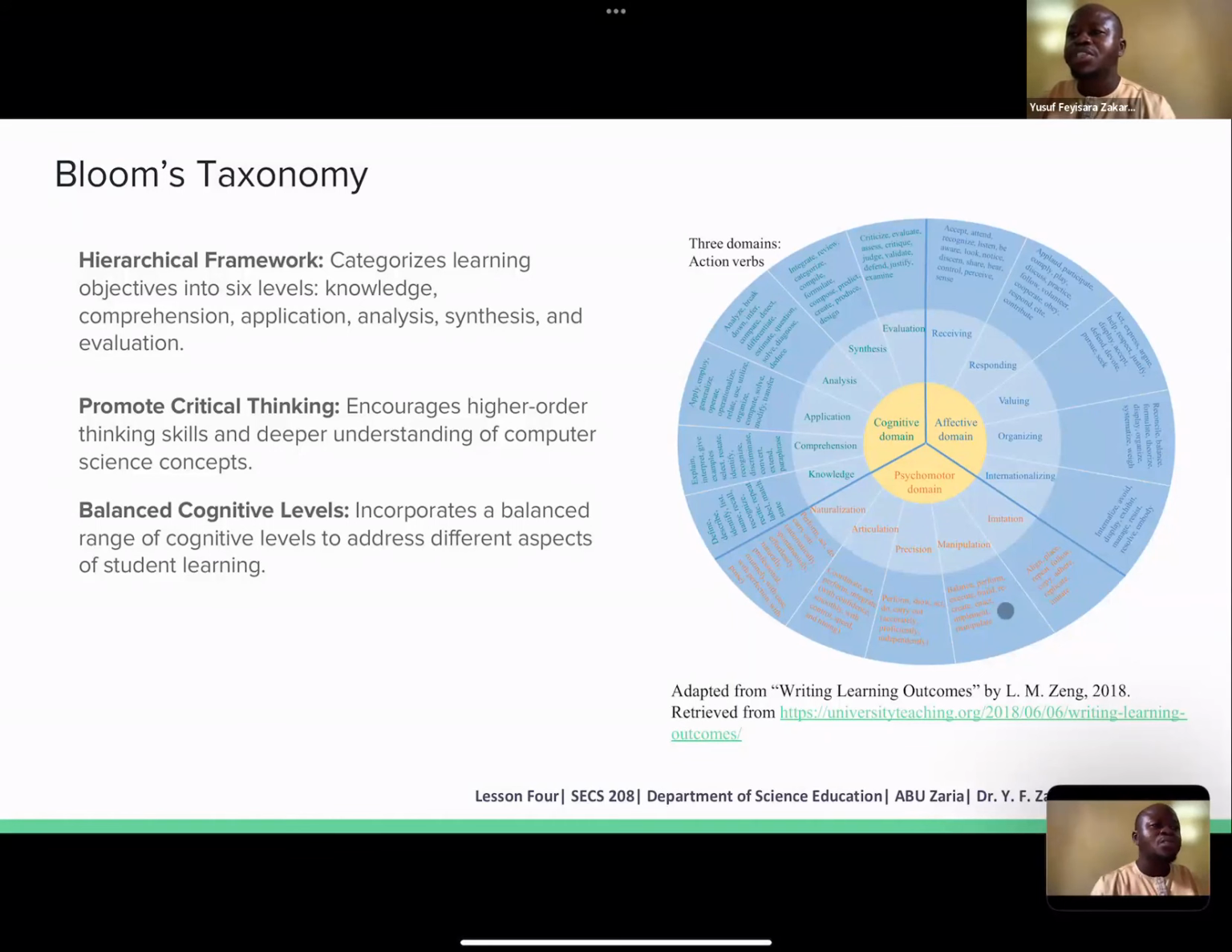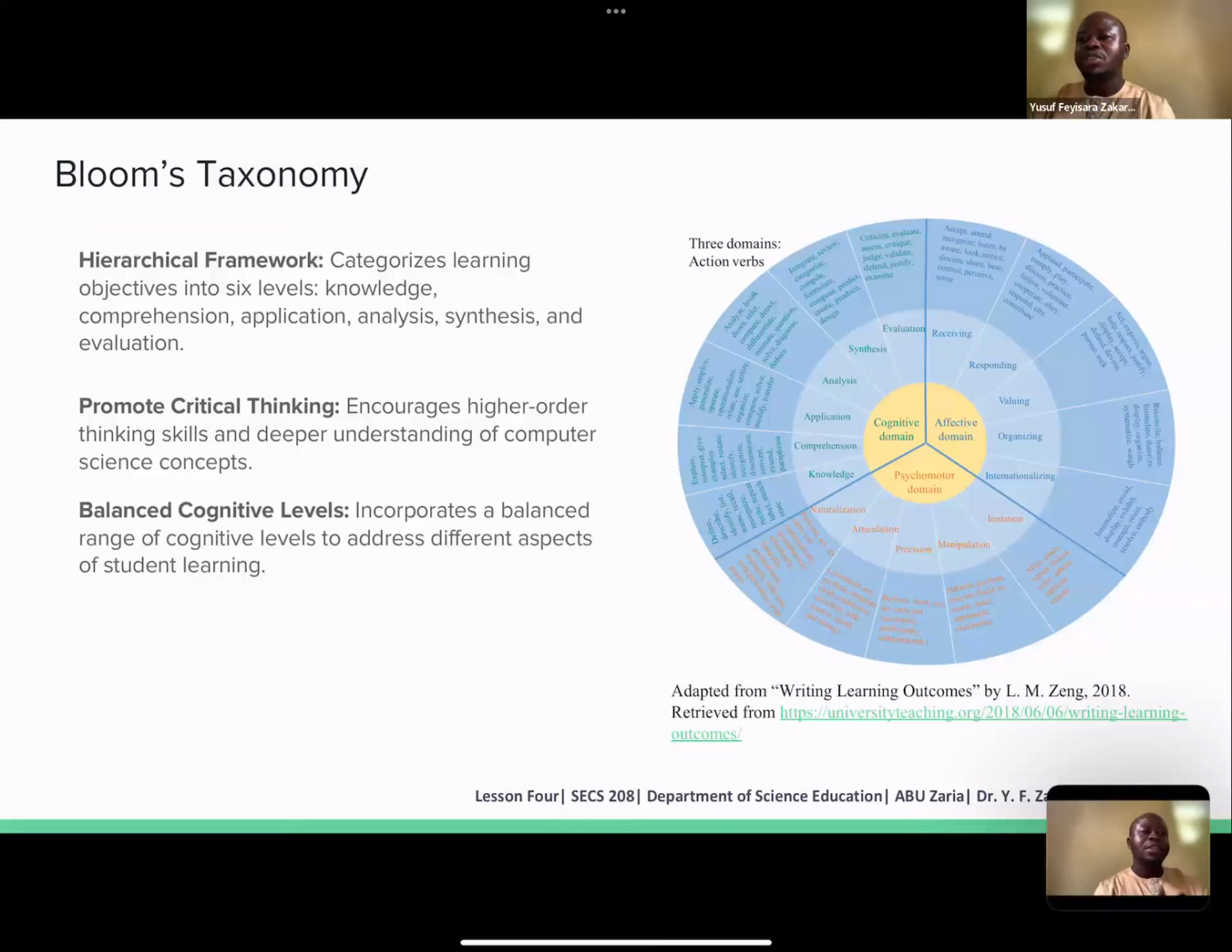perform again for precision. Then you have coordinate, act, for articulation. Then you have do, carry out, and so on for naturalization. So you can see that some verbs that you have in the cognitive domain also appear in the affective domain and the psychomotor domain. So there is a kind of match. The intersection is not empty between these domains and the verbs that you can use to describe them. This is very important for you as a takeaway from this lesson.